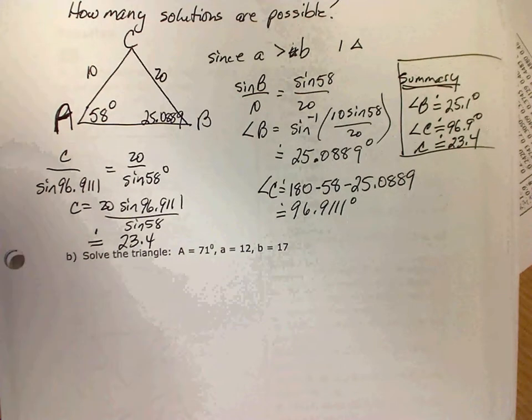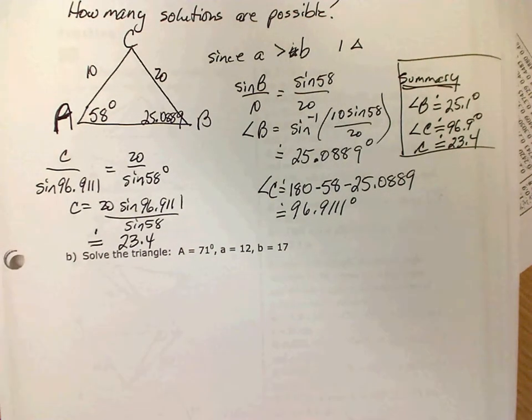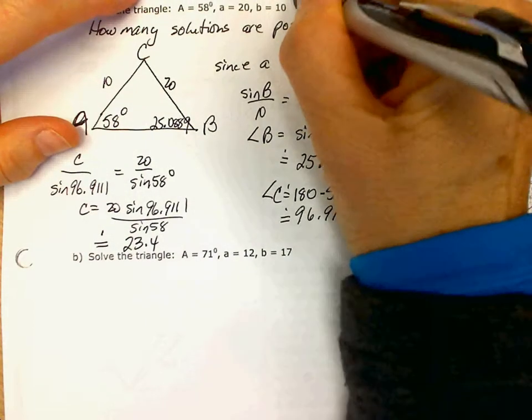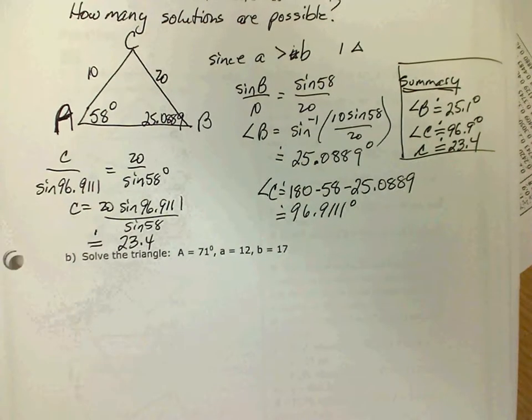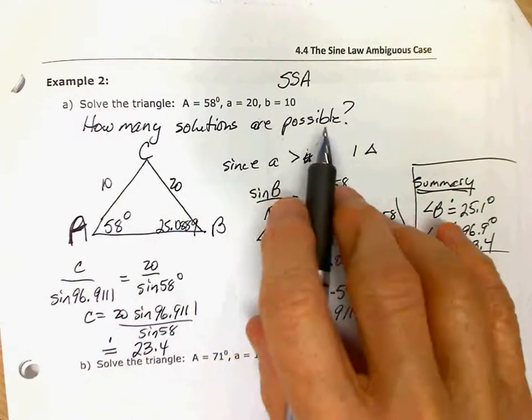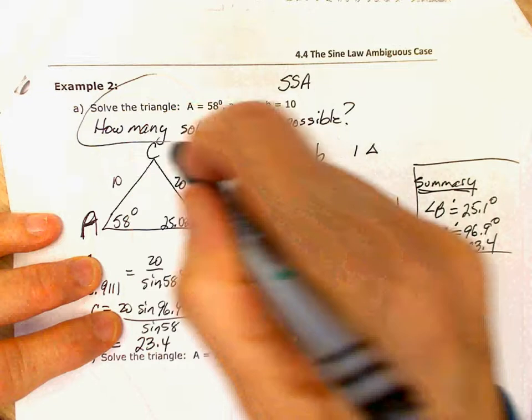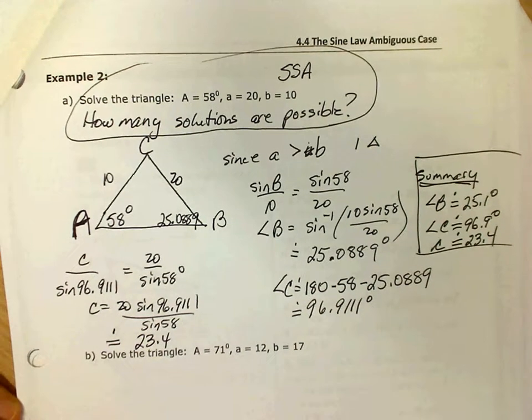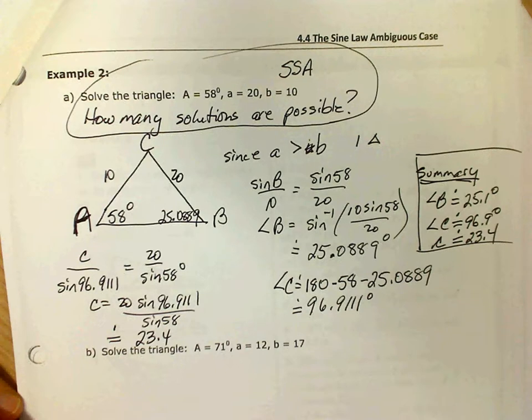Okie dokie, are we good? Okay, so just notice we needed to check how many solutions. Whenever you're given side angle, you want to check for how many solutions are possible, right? Here's another one with side angle. Let's do it.